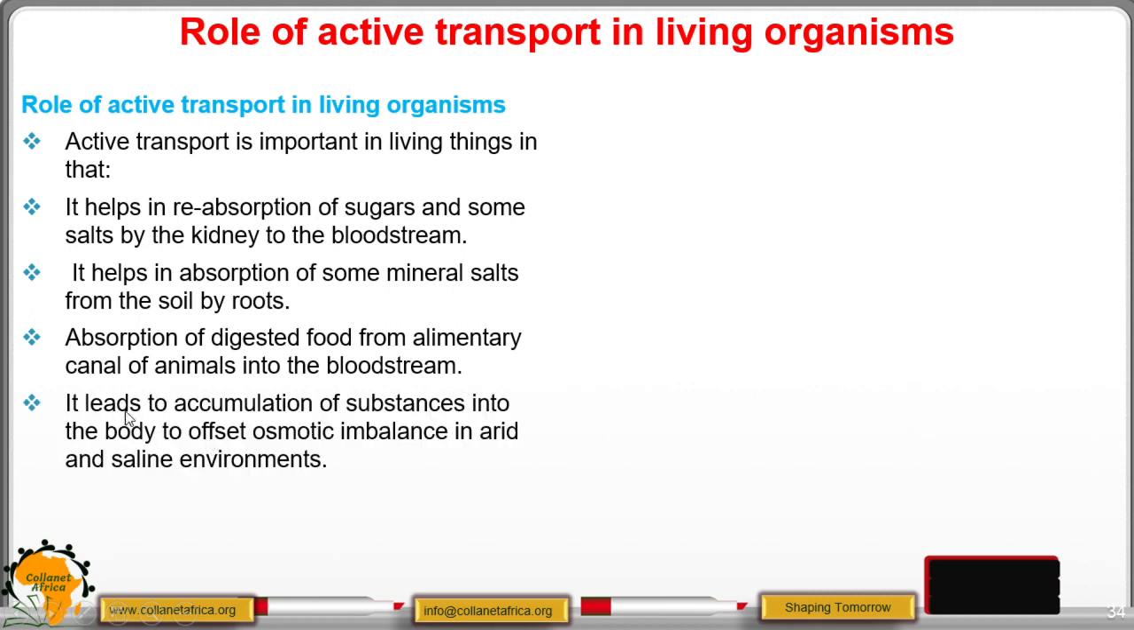Active transport also leads to accumulation of substances into the body to offset osmotic imbalance in arid and saline environments. Arid environments are those dry areas, and saline environments are where we have maybe the oceans, where we have salt water. Of course, we expect the osmotic pressure to be very different. So the substances are accumulated in the body so that the osmotic pressure can be balanced. Moreover, active transport is very crucial in excretion of waste products from the body cells.